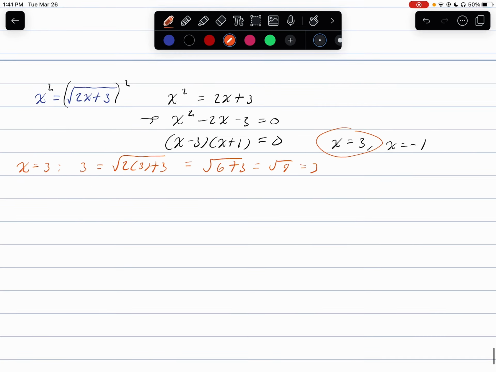How about x equals negative 1? Well, we already have an issue. We have negative 1 is equal to the square root of 2 times negative 1 plus 3. It doesn't really matter where we go from here because we can't have a negative number being the square root of some number. Therefore, x equals negative 1 is not a solution, and x equals 3 is the only solution to this equation.